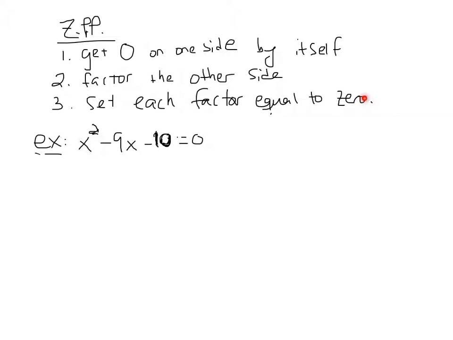So here's a little example for us to get it started. X squared minus 9x minus 10 equals 0. Let me just point out to you before we start that there's now an equal sign in these problems. We're now solving rather than simplifying, rather than just factoring. So step 1 says get 0 on one side by itself, and hey, look, it already is. Step 2 is factor the other side, so now we need to remember our factoring. It's a trinomial with a leading coefficient of 1. We'll make a factor sum chart. Two numbers that multiply to -10 and add to -9.